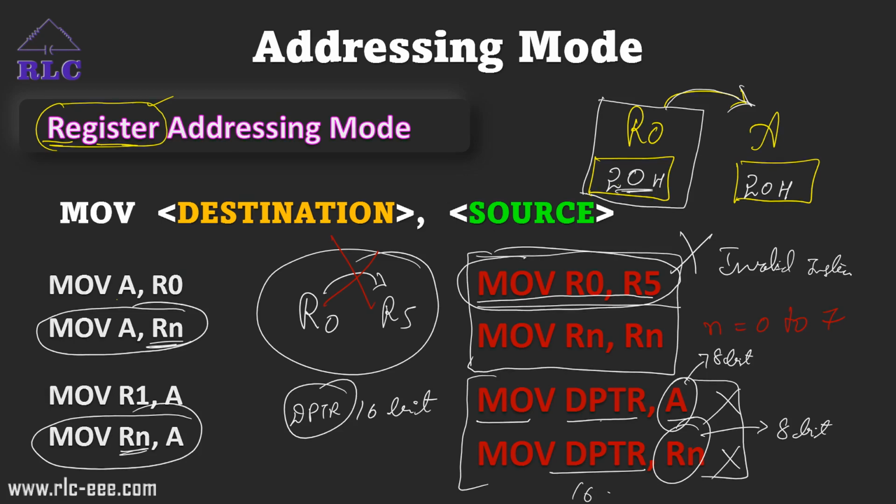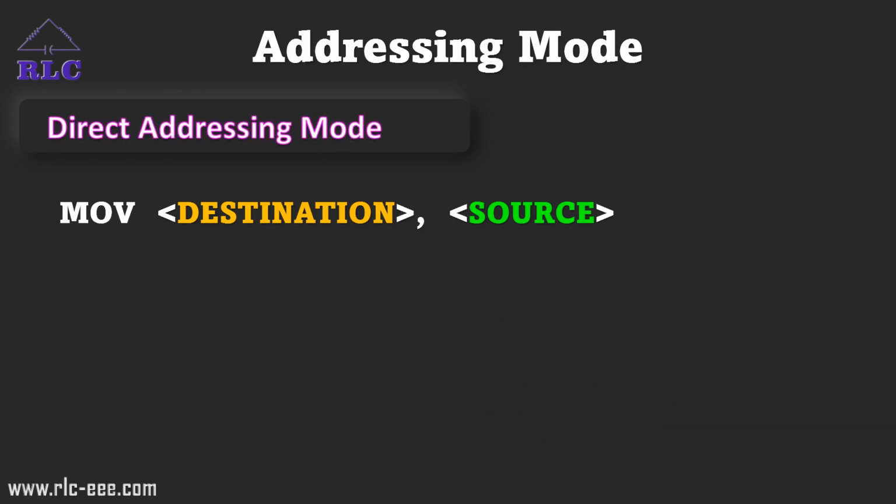Next we'll see direct addressing mode. In direct addressing mode, the name itself indicates a direct address. In the name we can see it is direct address. We are using the address location directly.